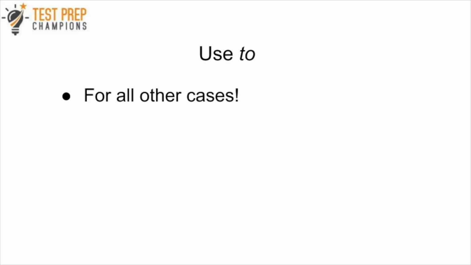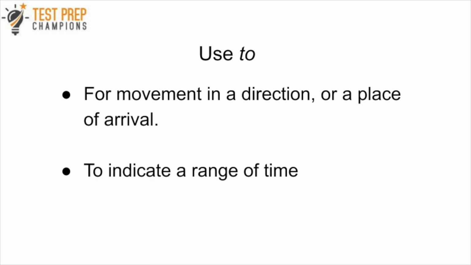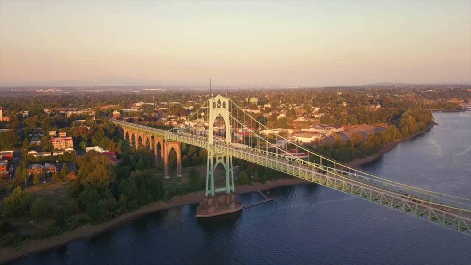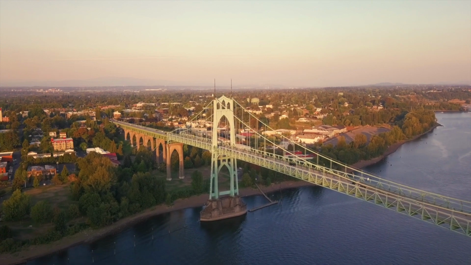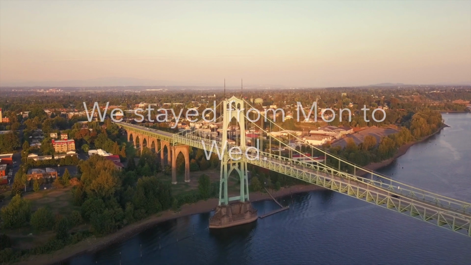Lastly, what about 2 spelled T-O? Just remember that you use it in all other cases. For example, you would use 2 spelled T-O for movement in a direction or a place of arrival, or to indicate a range of time. For example, you would use 2 spelled T-O to say we went to the city, or we stayed from Monday to Wednesday.